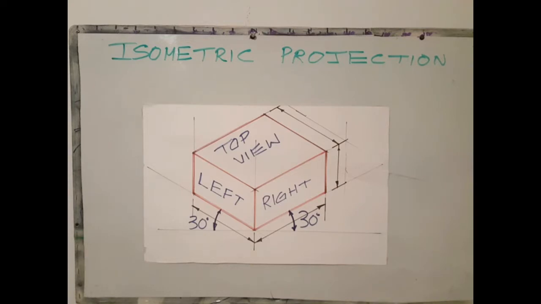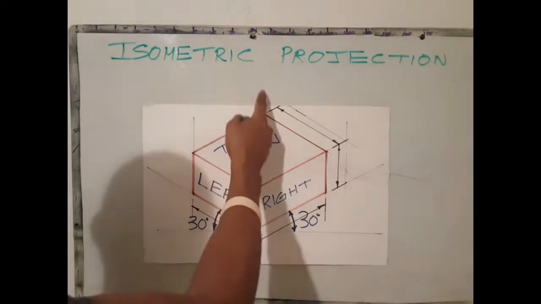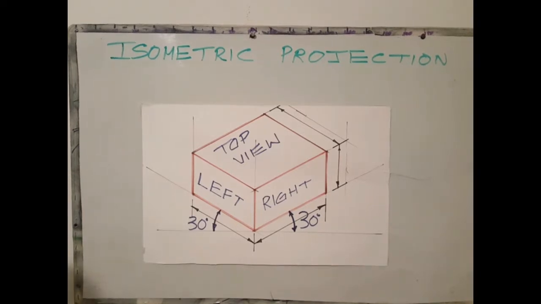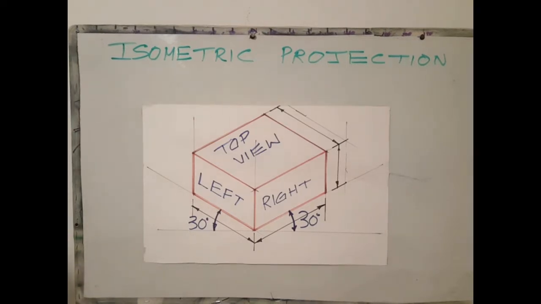Some useful tips. Tip number 1. Always draw isometric plane at 30 degrees to the horizontal line. Tip number 2. Always draw your horizontal and your vertical datum lines first. Next tip. Always use a T-square to support your set square when drawing isometric lines.